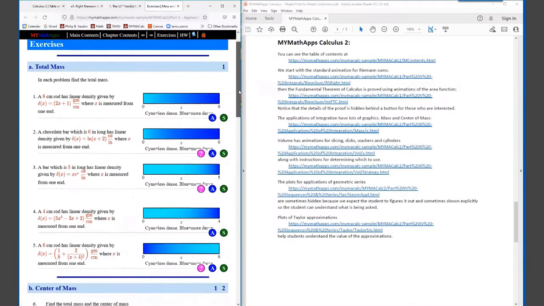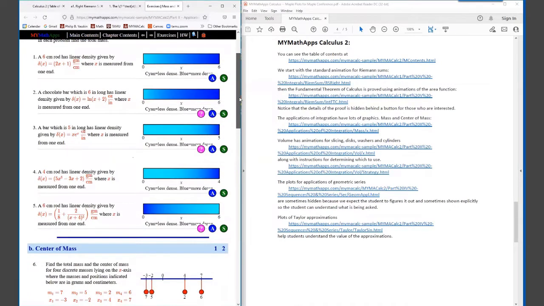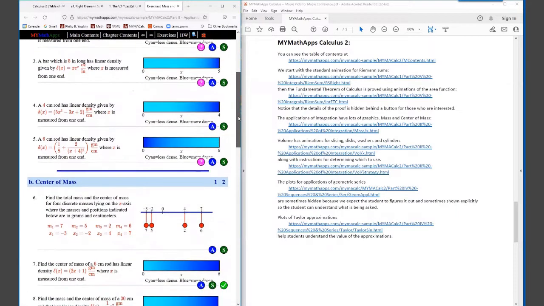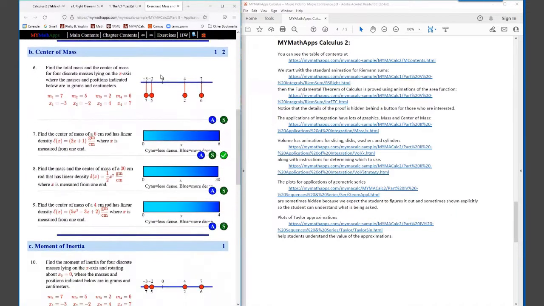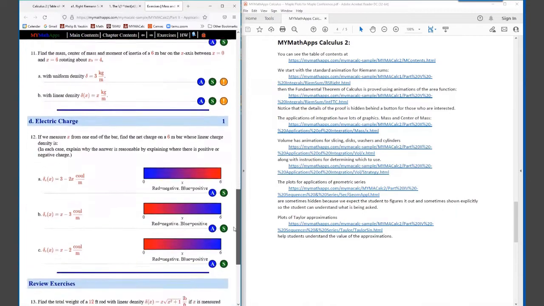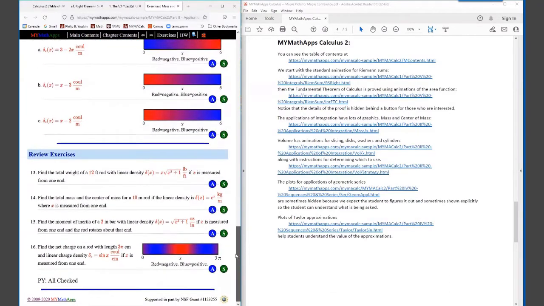This is the exercise page. And so you have a lot of bars with varying density. They're done using Maple's density plot. You have a discrete situation where you need to find the center of mass, followed by a bar center of mass and a moment of inertia, electric charge, etc.